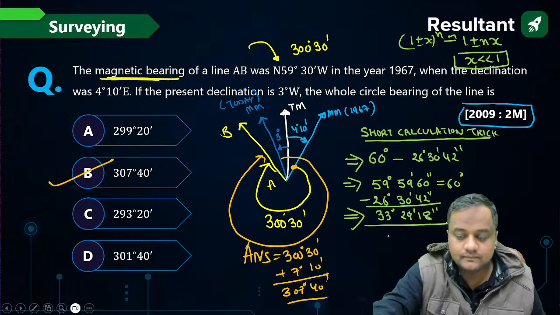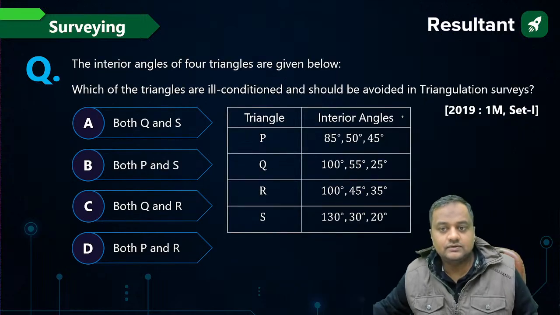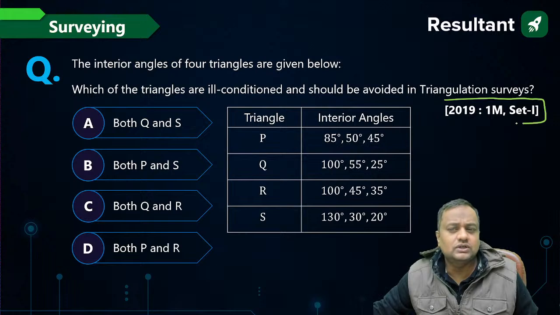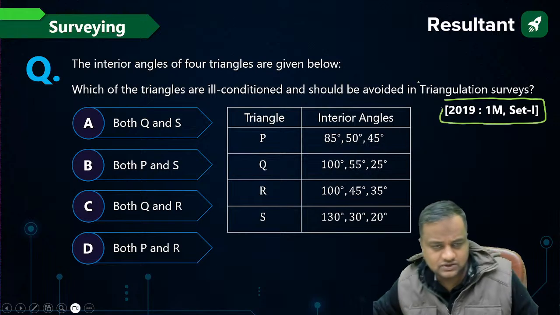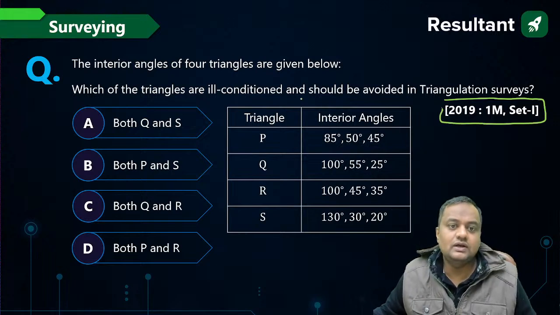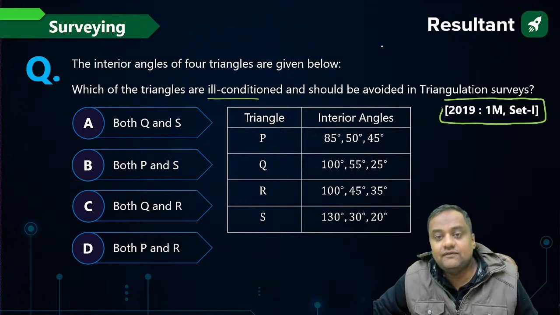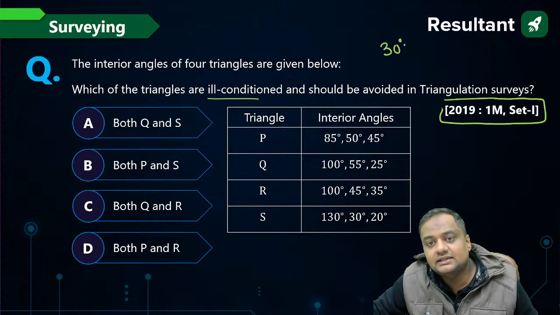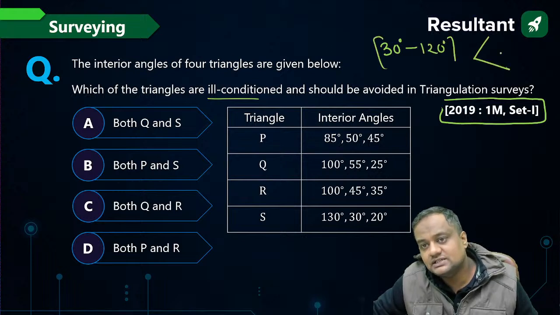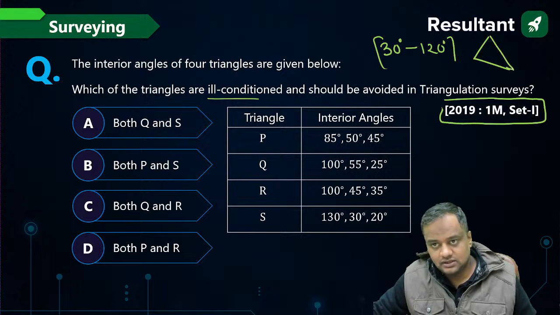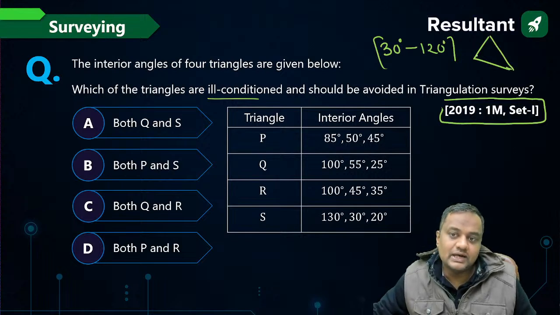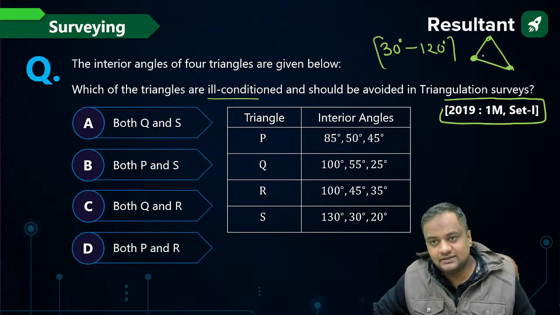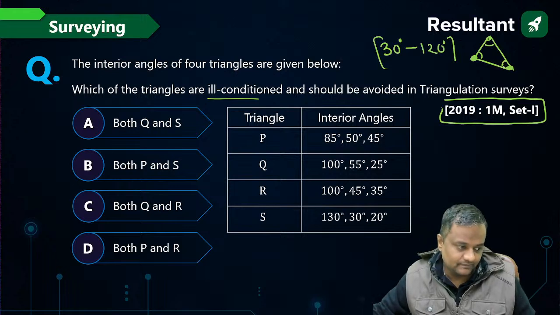Everyone? Now I repeat guys, only 2-3 questions of this session will be PYQs, others will be new questions. Which of the following angles are ill-conditioned triangles? If all the 3 angles of a triangle are between 30 degree and 120 degree, that is a well-conditioned triangle, because then the various lines we can see distinctly. In chain surveying, we divide our area into a network of triangles. So when the angle is more than 30, then we can distinctly see these 3 different lines.